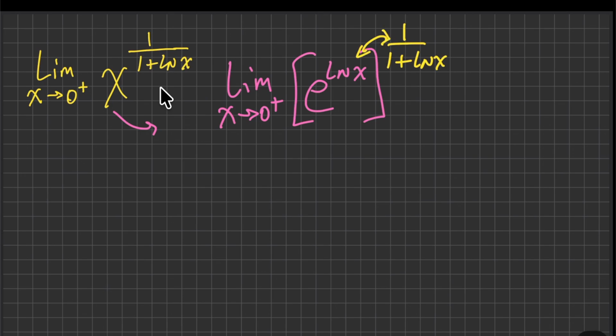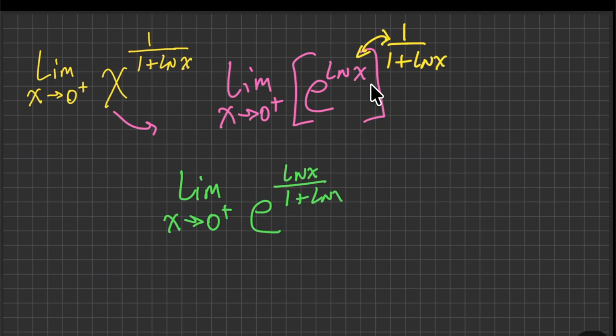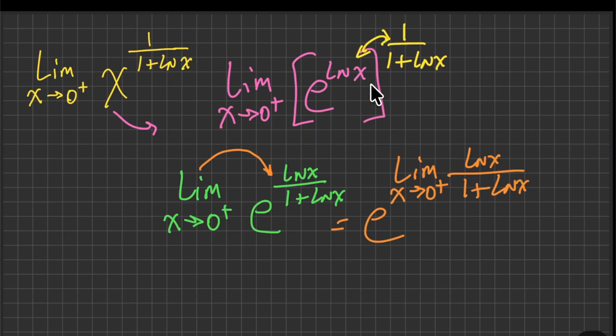Then we're going to go ahead and use the properties of exponents. Power rule, power raised to another power allows us to multiply these two. So now we're going to have the limit as x approaches 0 from the right of e to the ln of x over 1 plus ln x. Okay, folks, we're going to move the limit inside, and we're going to get e to the limit as x approaches 0 from the right of ln of x over 1 plus ln of x.